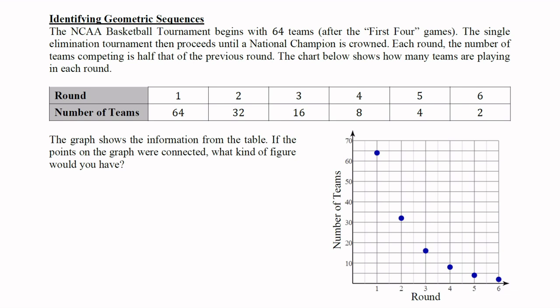Well, from our experience in this unit, you can tell that we would have a rapidly decreasing figure, which would represent an exponential decay, because each time we are halving the number of teams in the tournament through each round.